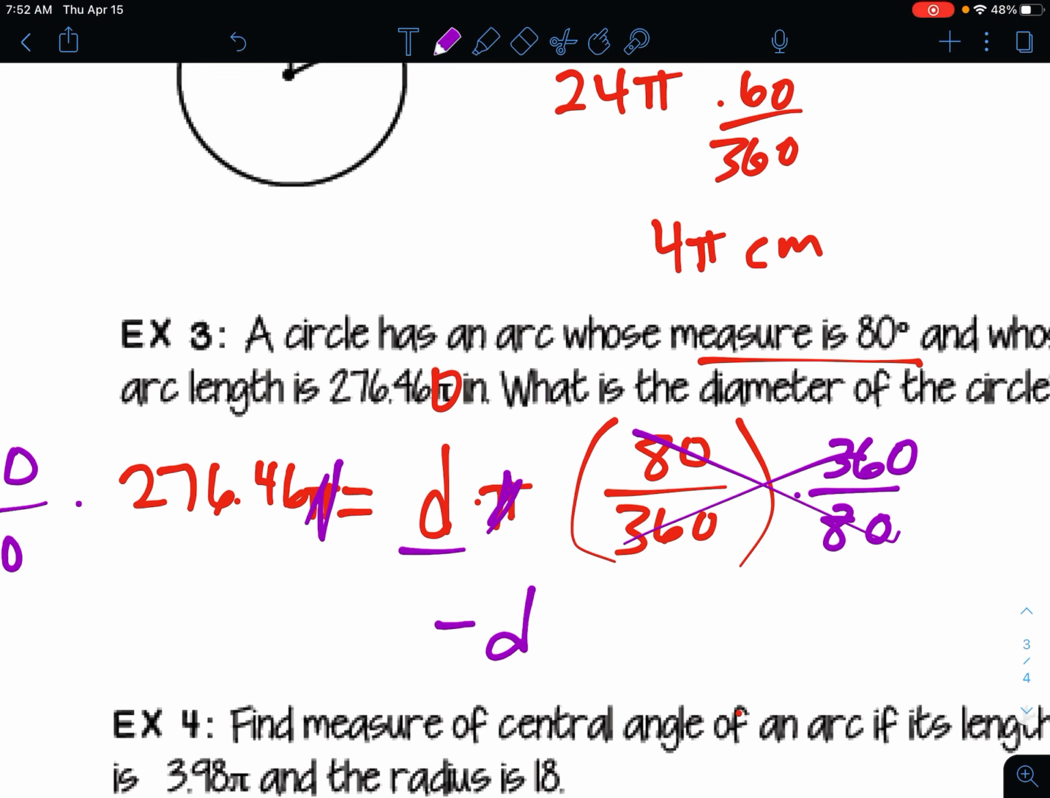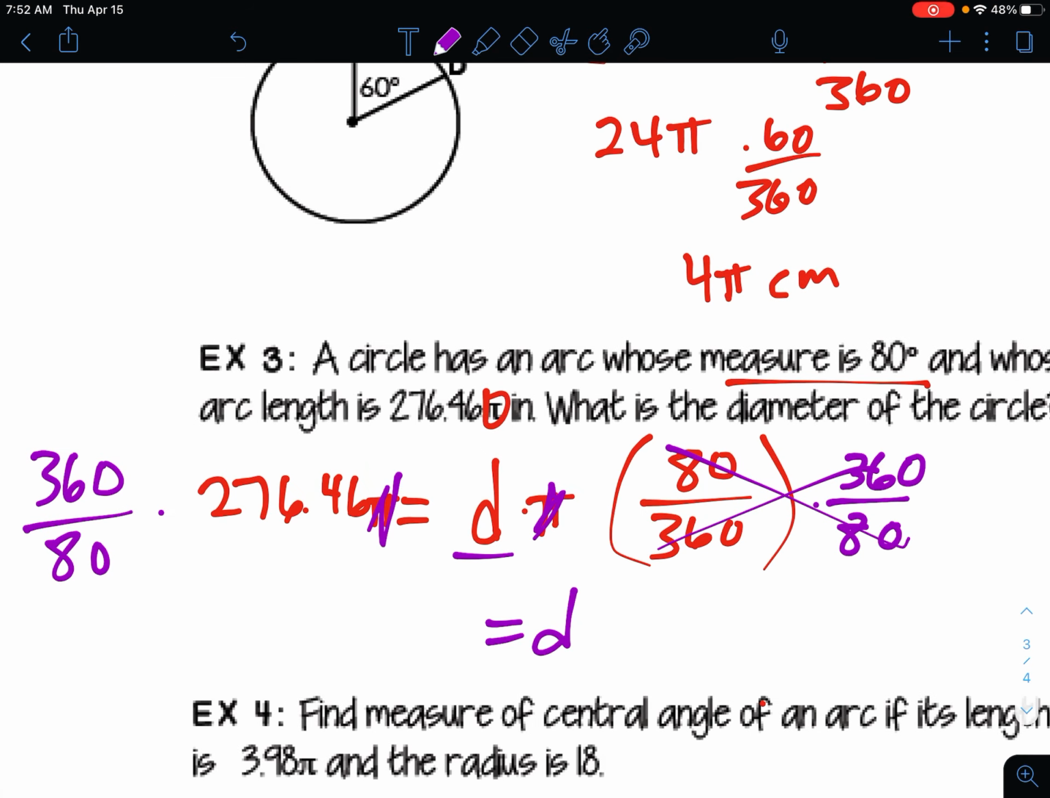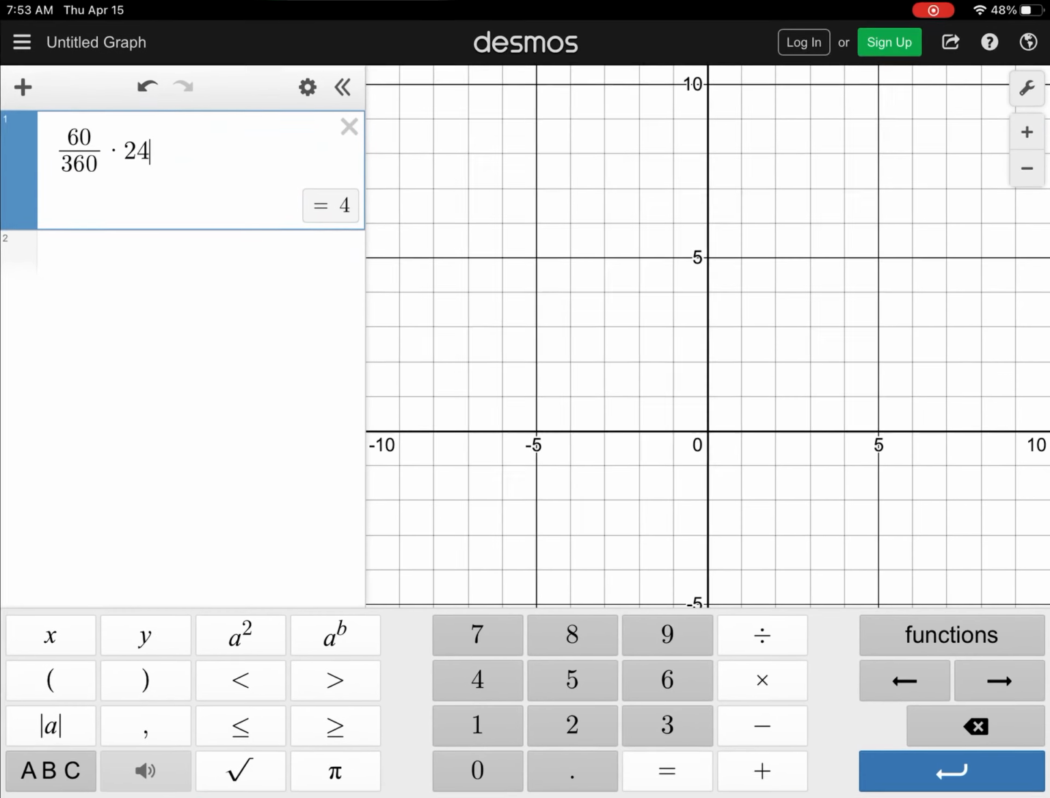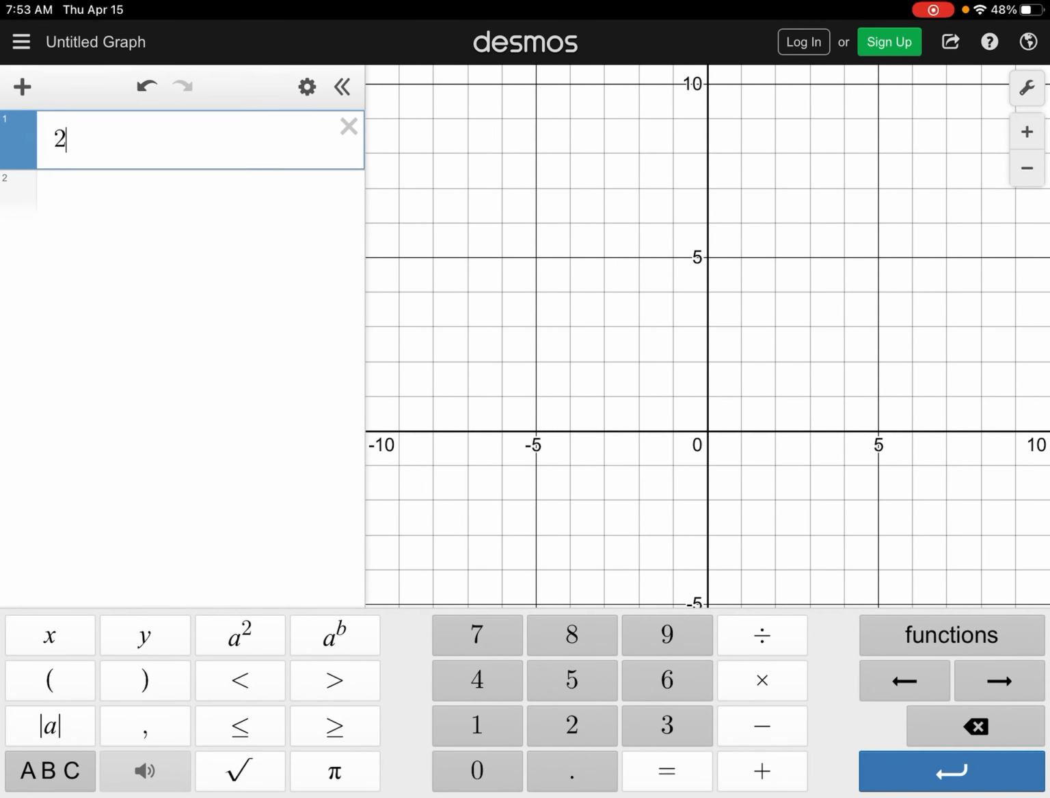And then now I'm just going to do, again, multiplying by fractions, top times top, and bottom times bottom, or use Desmos here. And we're doing 276.46 times 360 divided by 80, which gives me 1,243.93.